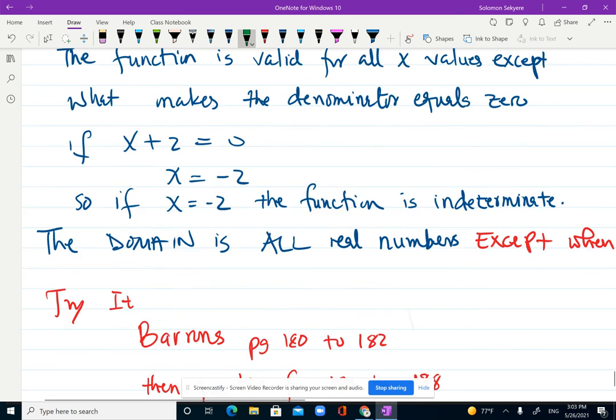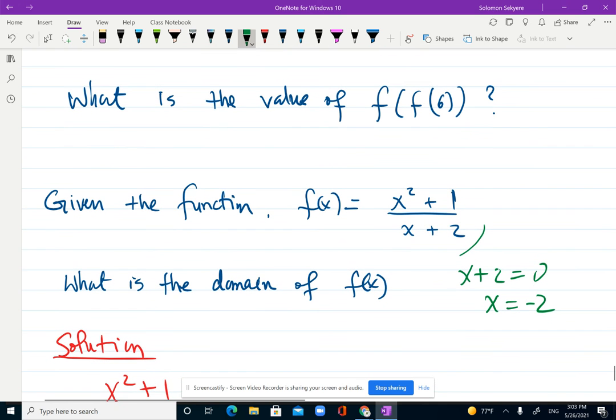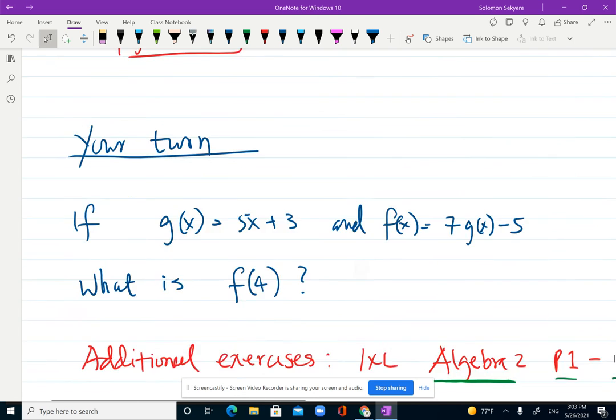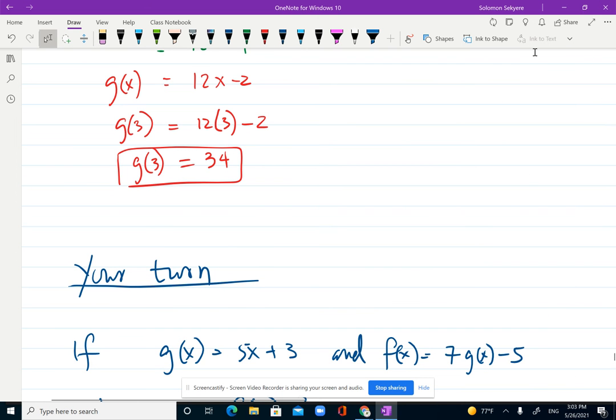All right, so do the attached exercises in the worksheet, and then come prepared and do SAT practice on Saturday.